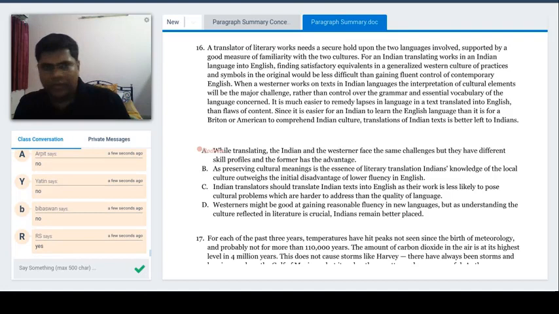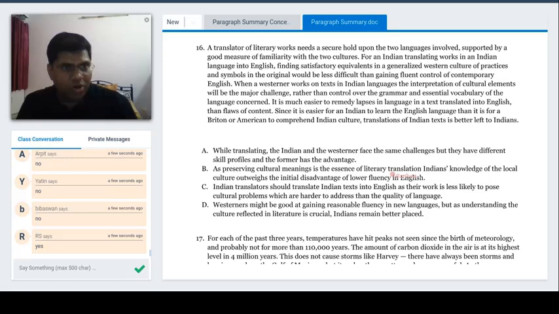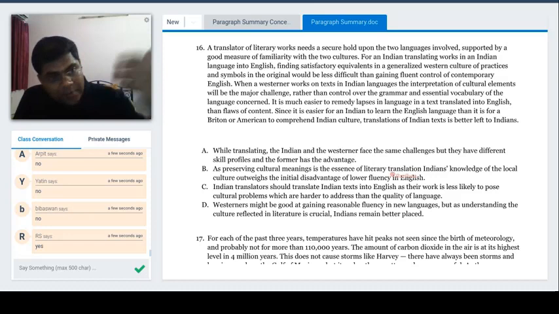He says, but then there is something which is extra. He says, preserving cultural meaning is the essence, where is that given? The author has said that the one who is translating should know the language and the culture. Distortion in cultural aspects cannot be easily overcome. But he has nowhere said that preserving cultural meaning is the essence of literature. You might infer that, because the author is not saying that preserving the cultural meaning is the essence. That might be an inference. But still, I can hold the author for a while. Let's come to C.